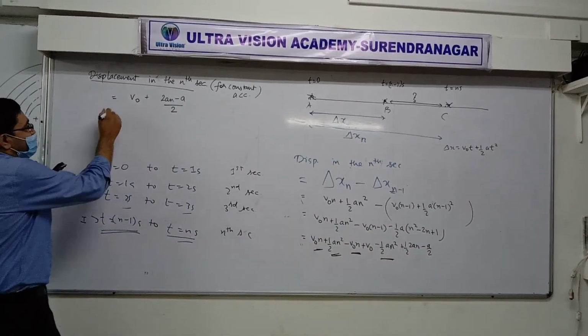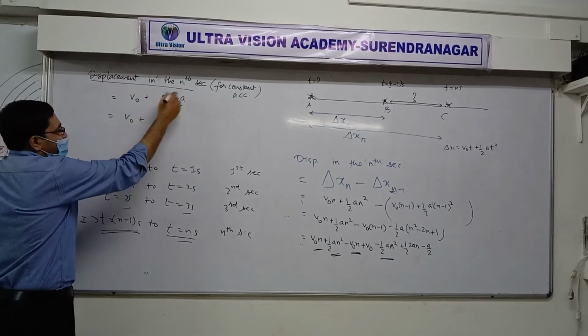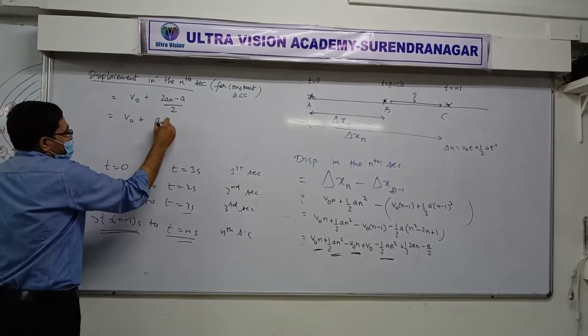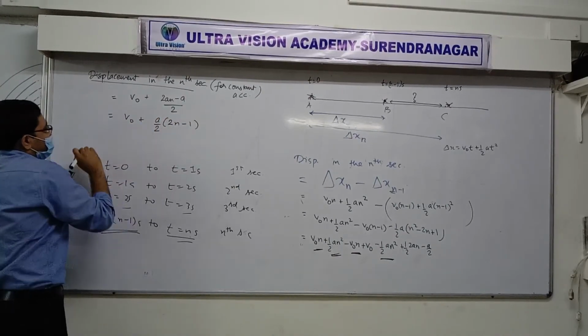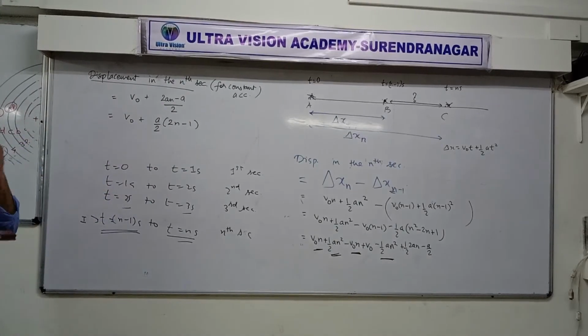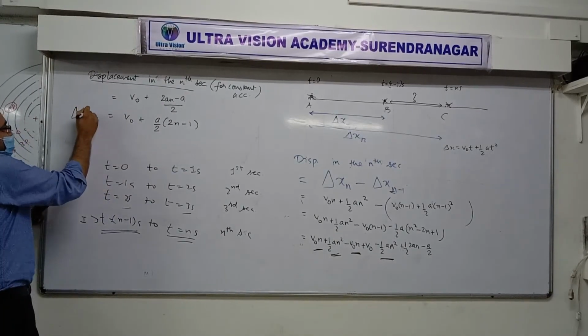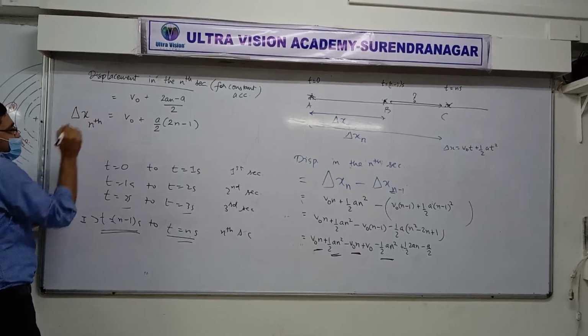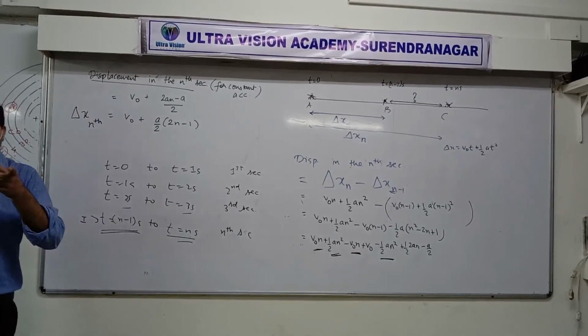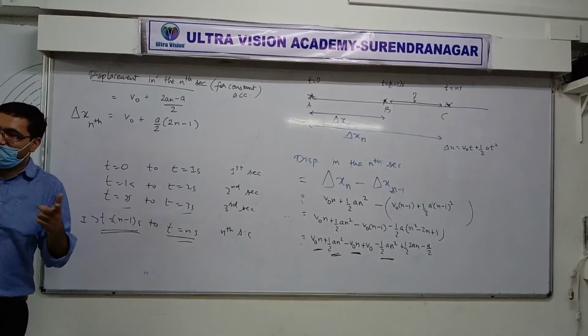Okay. Now this is it. How we got the answer? Just that we take a common here, so we can write it in this form. So this is the displacement in the nth second. Not in 0 to n, but in the nth second.